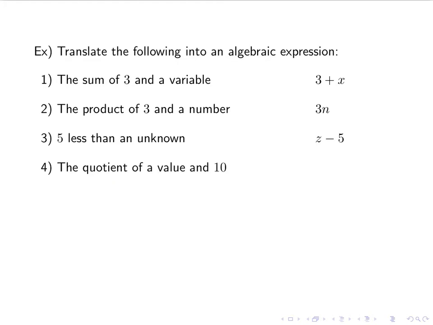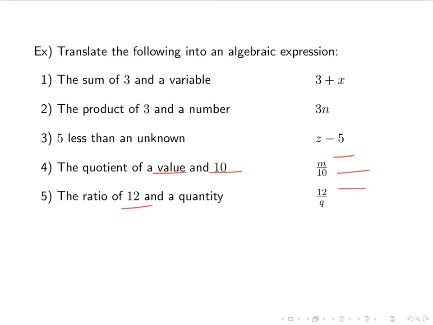The quotient of a value and 10. Quotient means division. So the value I'm going to call m, and 10 is 10. So the quotient of a value and 10 is going to be m divided by 10. The ratio of 12 and a quantity. Ratio is another word that means division. So 12 divided by q. Notice these are in the order. I have the value first, then I have 10. I have 12 first, then I have the quantity.